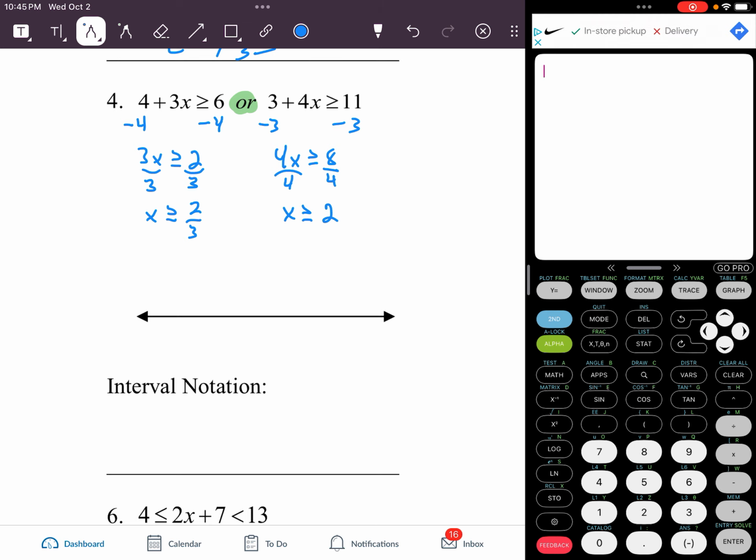Okay, so we have a bracket at 2/3. A bracket at 2. They're going both in the same direction. Since they don't need to overlap, that's fine. So we're going to have a bracket at 2/3 going towards infinity, with the parentheses. All right.